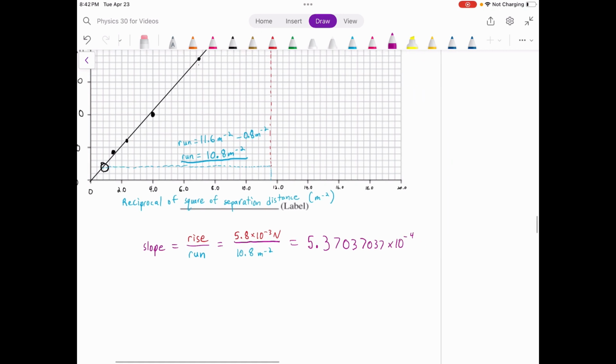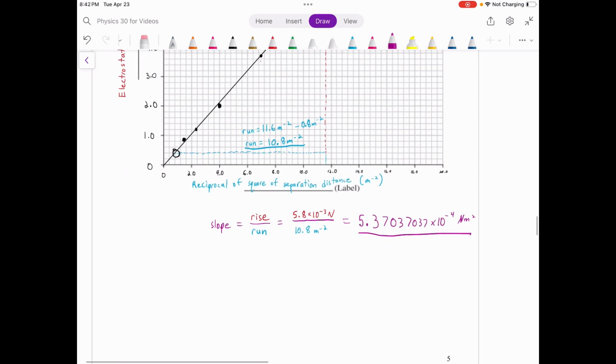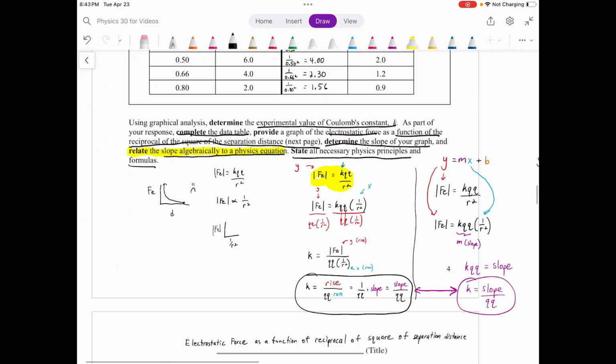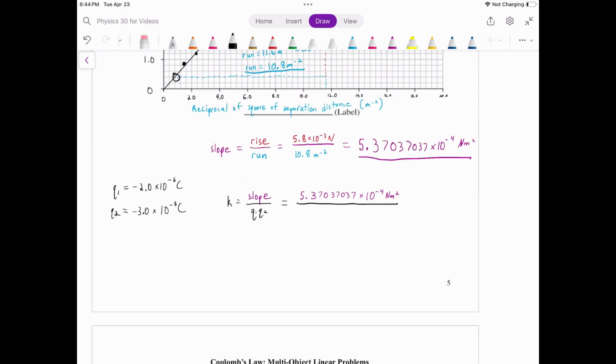Our units would be newtons per inverse meters squared, but dividing by meters to the minus 2 is the same as multiplying by meters squared. So we could just turn those into Newton meters squared. Okay, we're almost there. Remember what we found by looking at the equation. We said that K would be the slope divided by the two charges. Well, now we've got the slope and they gave us the two charges. So let's put them in. Exciting. So K is the slope we got, and then we're going to divide it by those two charges. I just went and wrote them down from the question.